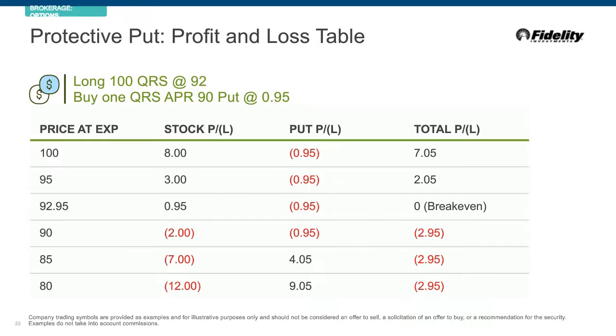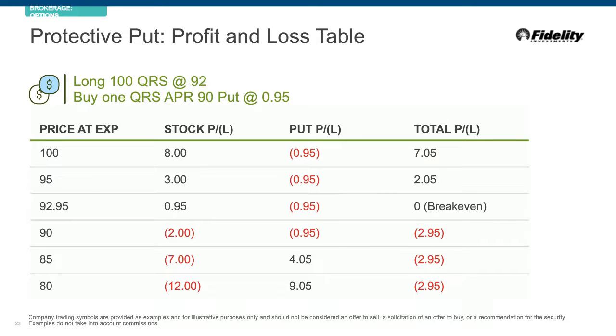And so on this table, similar to the other examples, we have the price at expiration on the left-hand side, but the middle of the table is going to be a little different. On the far right-hand side, we still have the total profit loss, but our middle two columns are going to be what is our profit or loss on the stock and what is our profit or loss on the option.